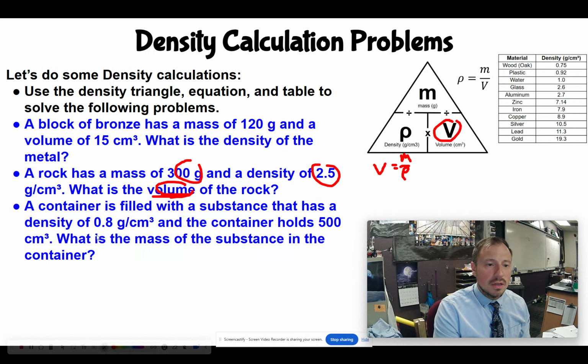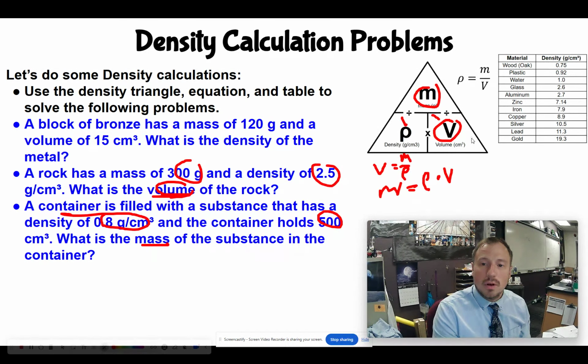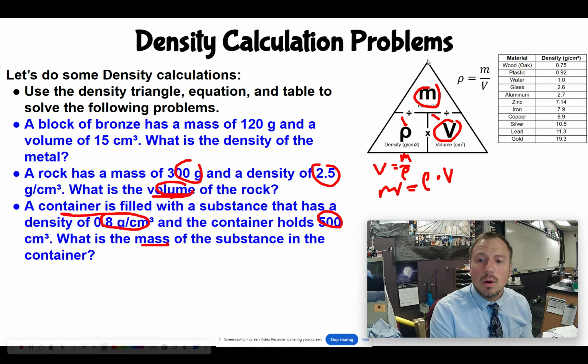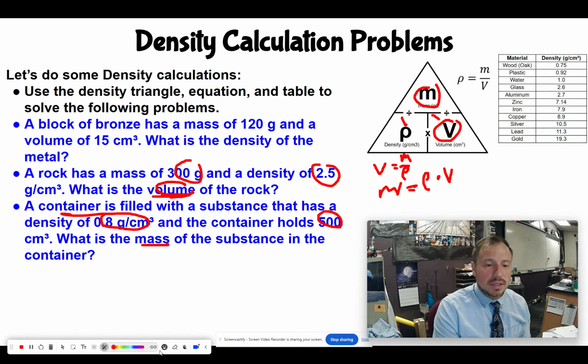This next one, I'm looking for the mass, and I know the density, and I know the volume, so that is mass equals density times volume, right? I cover up mass and I'm left with density and volume. I put the little multiplication sign out because they're next to each other, but you don't have to put that. I just put it there so I know which sign I'm using.